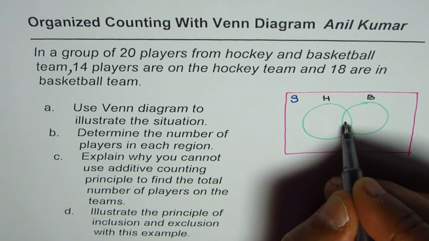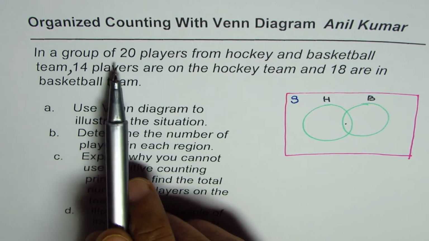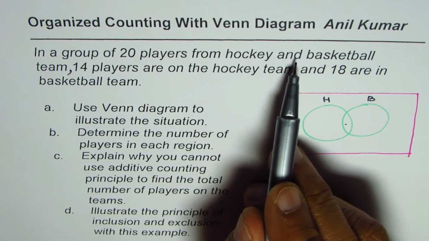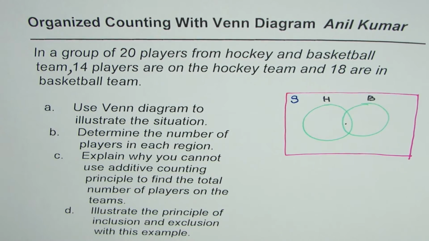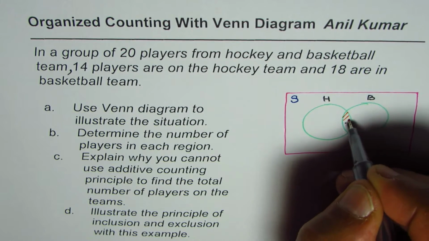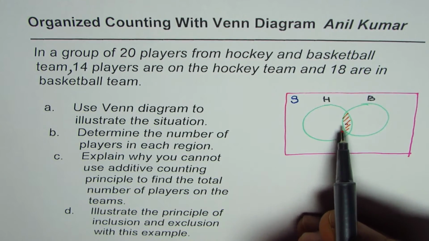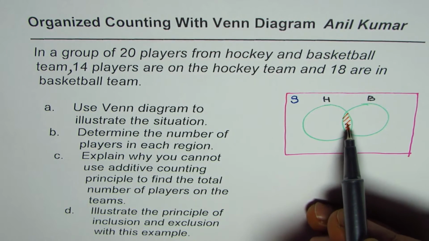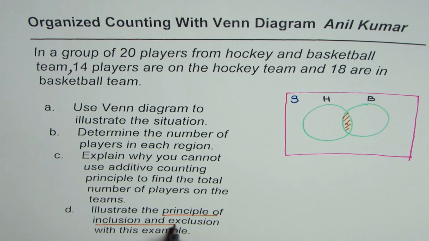Now, how do we find the number which is common to both? It says in a group of 20 players, so the total is 20 players from the hockey team and the basketball team. 14 players are on the hockey team and 18 are in the basketball team, right? So that means there are some common players also. So if you add 14 and 18, you are adding these common players twice, correct? And therefore, you have to take away to get the exact number. And that is what the principle of inclusion and exclusion is.